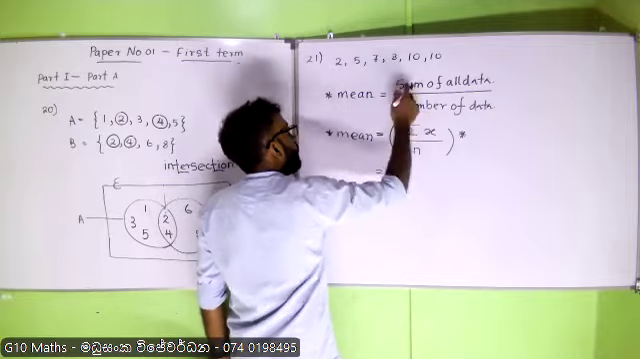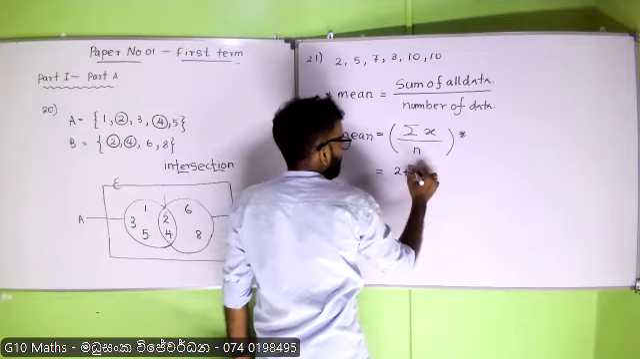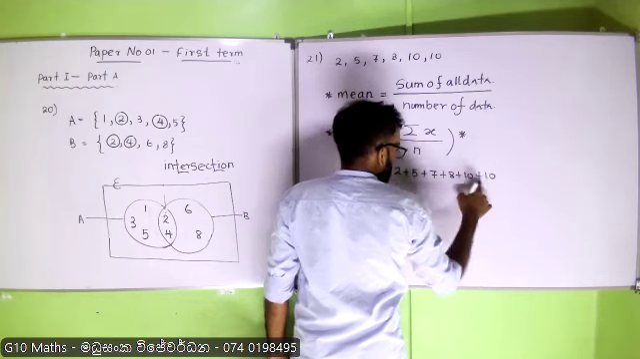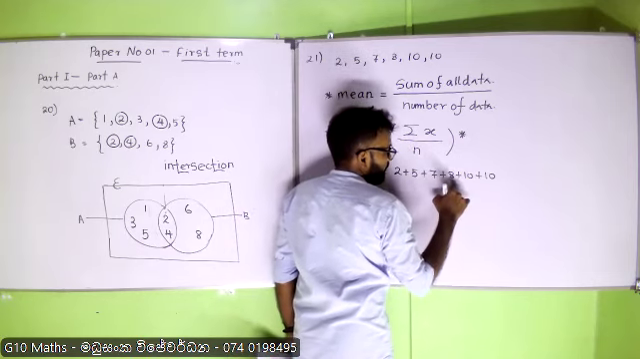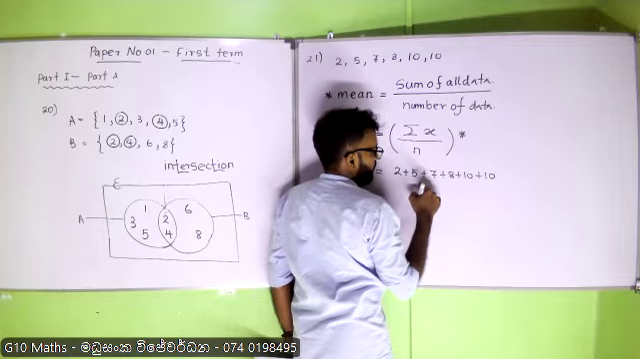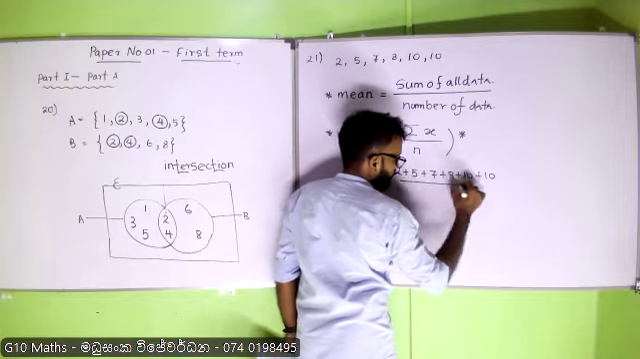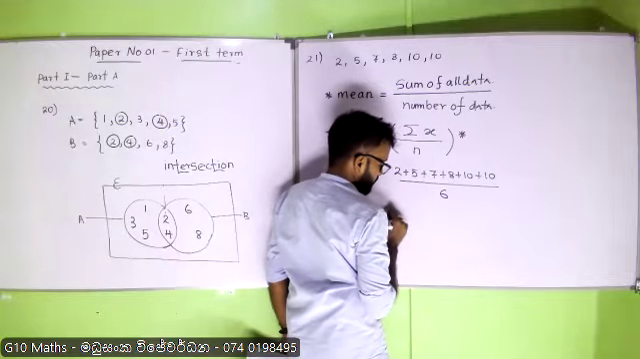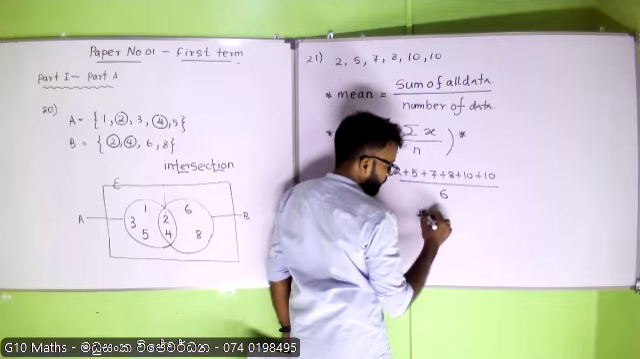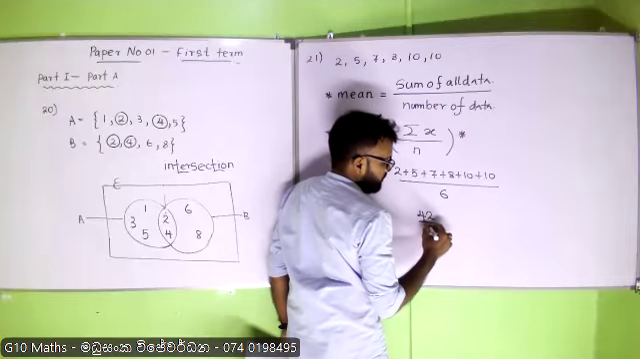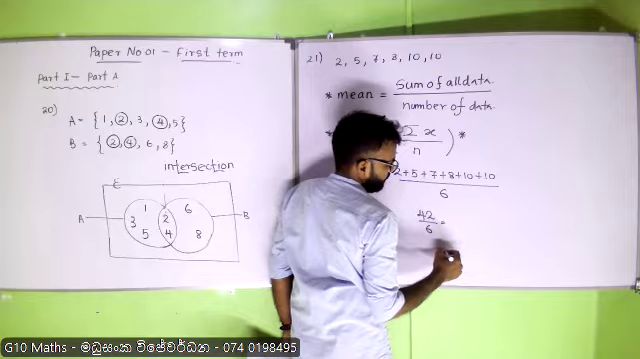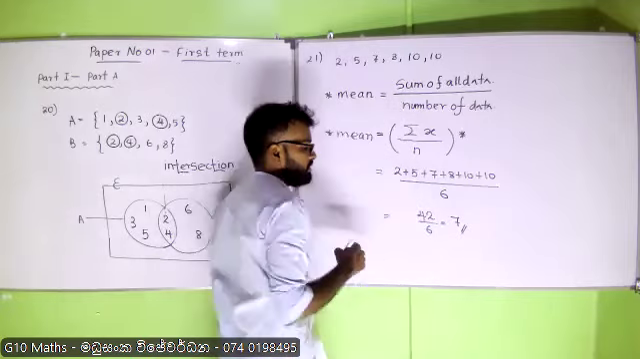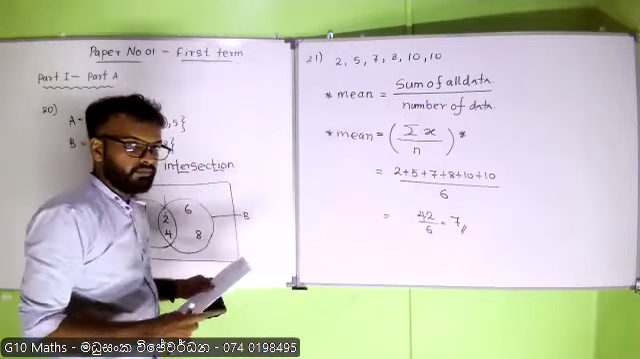So the sum of all data: 2 plus 5 plus 7 plus 8 plus 10 plus 10. 10 plus 10 is 20, 20 plus 7 plus 8 is 15, 15, 35, 35, 40, 42. Divide by the number of data: 1, 2, 3, 4, 5, 6, so 6. The summation is 42. 42 divided by 6, so the mean is 7. Correct?